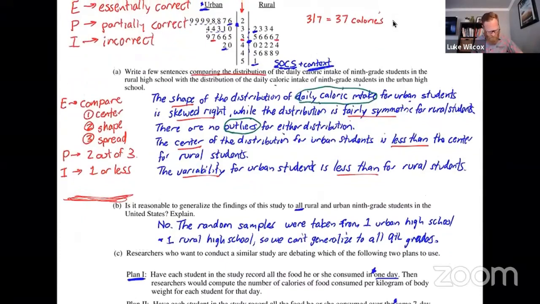And this one's pretty straightforward. In order to get an essentially correct, you had to answer the question by saying no and referencing the fact that there is one rural high school that was selected and one urban high school that was selected, which very clearly we've referenced, and we've answered the question of no, so we would get an essentially correct. There is no partially correct on this one. You either got it or you didn't. So if you didn't have those things, that would be incorrect, which means if you just simply wrote no and you didn't give an explanation, that would be considered an I, incorrect.